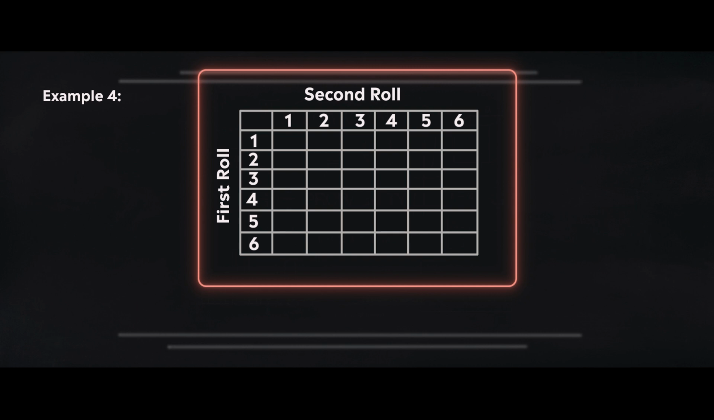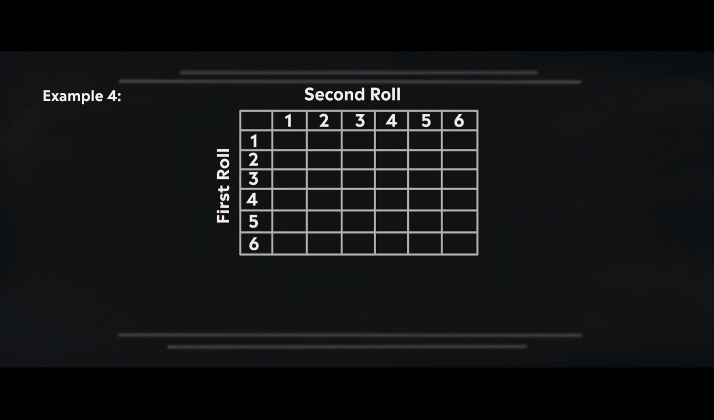So we'll keep vertically as the first row the possible outcomes for the first row, and horizontally the possible outcomes for the second row. Since we are looking for the sum of 5, the outcomes should be added.